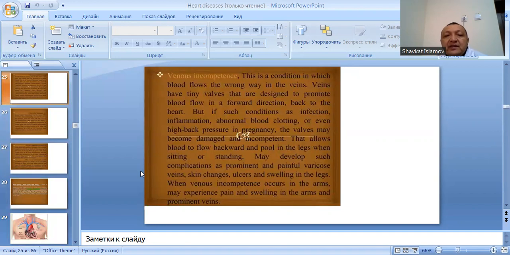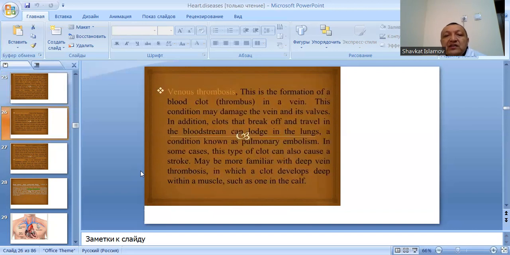Vessel incompetency. This is a condition in which blood flows the wrong way in the veins. Veins have valves that are designed to promote blood flow in the forward direction back to the heart. But in such conditions as infection, inflammation, abnormal blood clotting, or even high blood pressure in pregnancy, the valves may become damaged and incompetent.